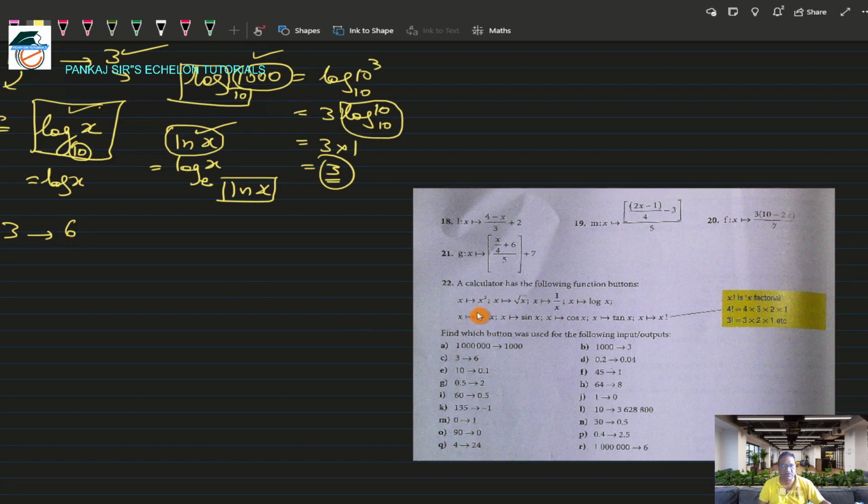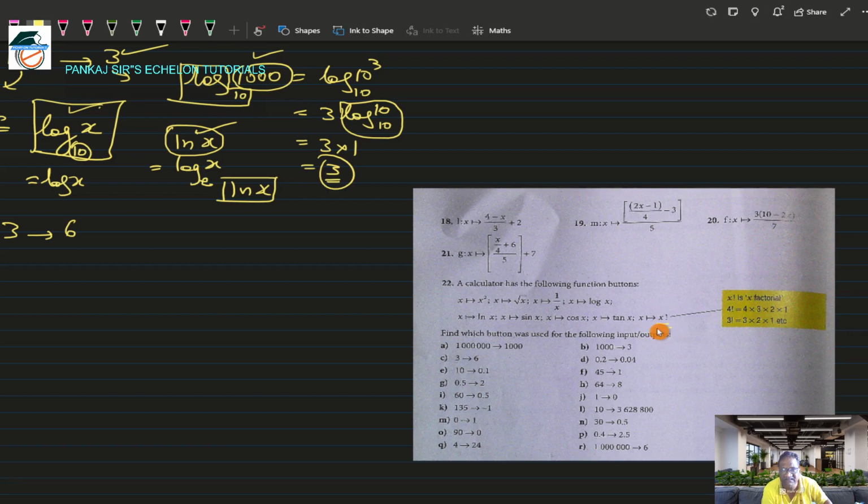X square, no. 3 square is 9. Okay. What else? 1 by 3, no. Okay. Root x, no. Log x, no. Ln x, no. Sin x, no. Cos x, no. Is it 3 to 6? Let me check it once again. C is, yeah, it is 3 to 6. Okay. So ln x, no. Sin x, no. Cos x, no. Tan x, no. Okay, this particular thing, can you see this function?